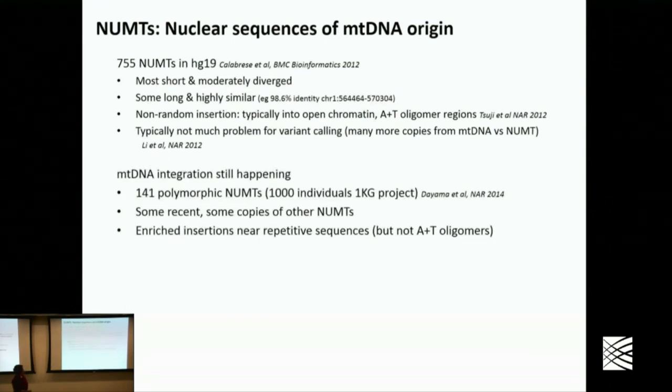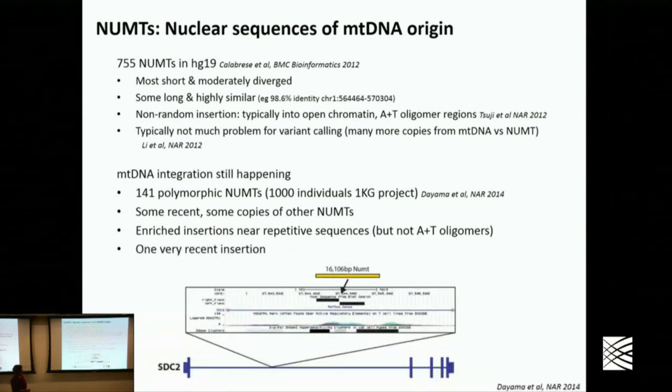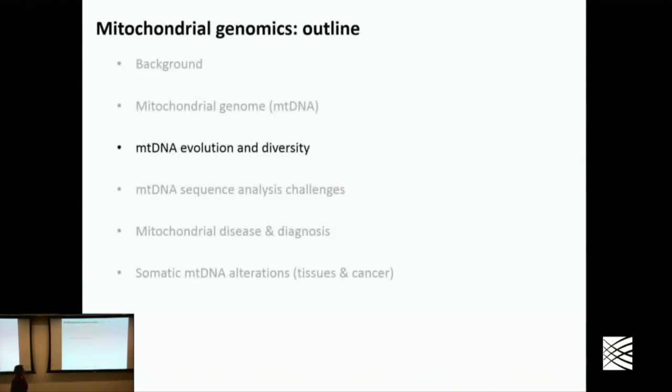Studies went looking for polymorphic integrations and could find some new ones that are happening now. Like here, they found in one person a 16,000 base pair recent integration into the intron of this gene. So this is happening. If it gets into the wrong place, you could imagine that being a cause of disruption of a gene. So this is an ongoing process.